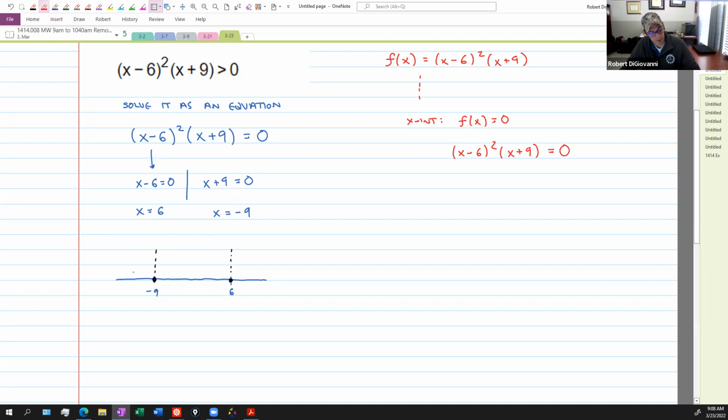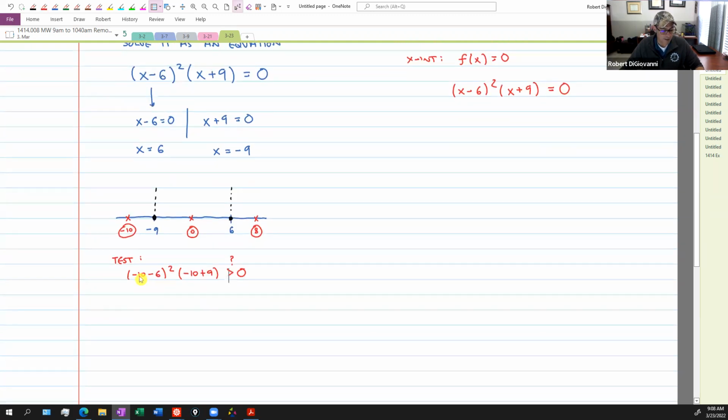So I'm going to pick some points. Let me pick, let's say, -10. I'll pick a number in here like 0, and a number over here, maybe I'll pick 8. And what we're going to do is test those in the original inequality and see if it's true or not. Okay, so let me first plug in -10. If I plug in -10 minus 6 squared, and then I do -10 plus 9, the question is, is that bigger than 0?